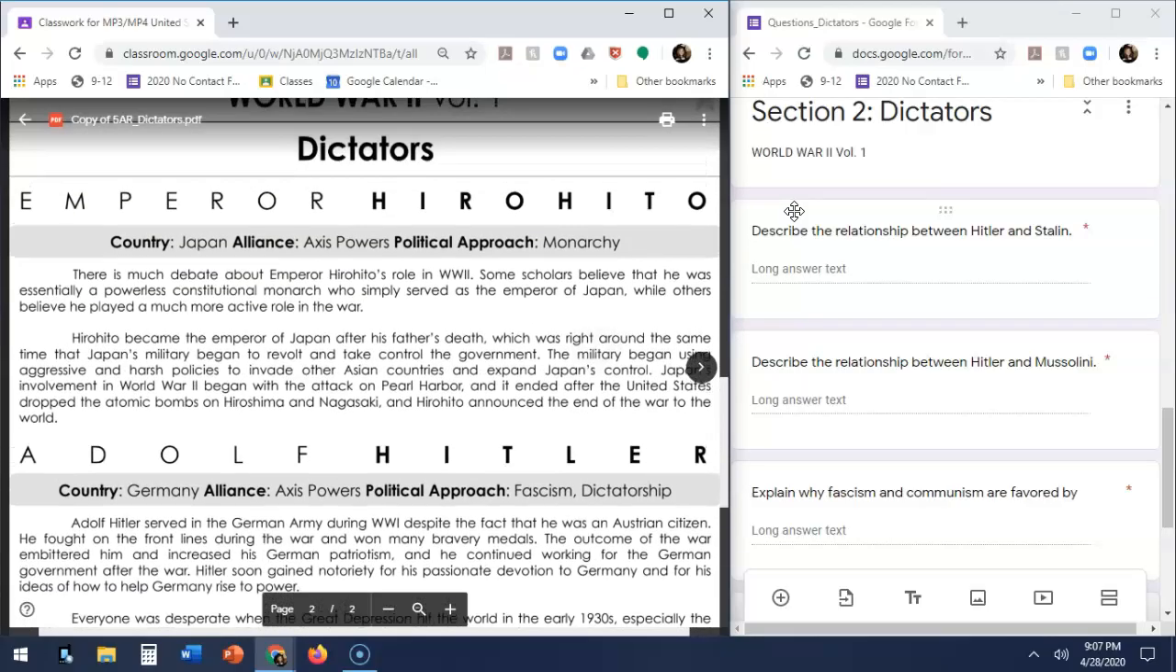All right. Emperor Hirohito. Country, Japan. My husband's just correcting me. It's Hirohito. Country, Japan. Alliance, Axis powers.